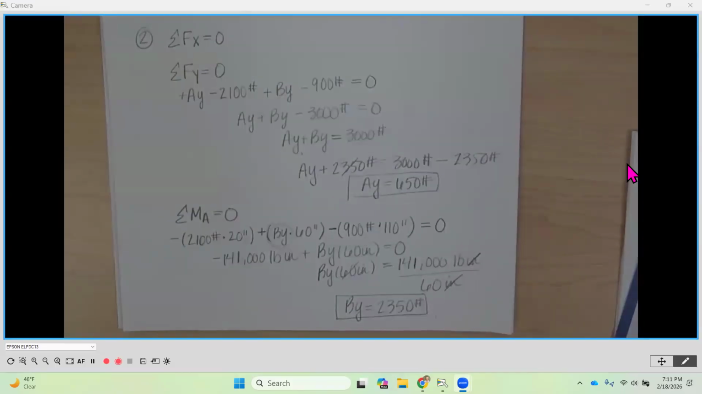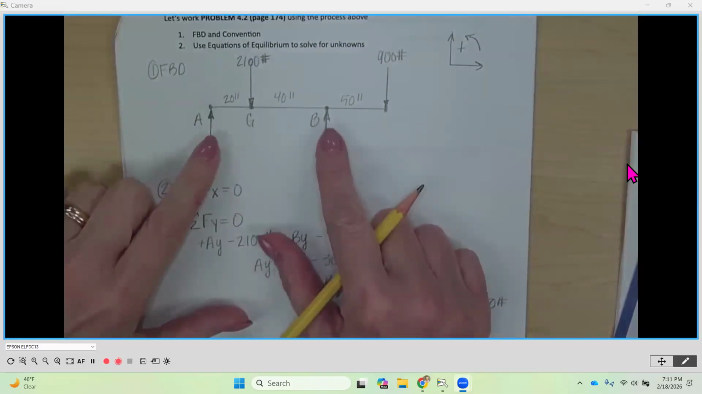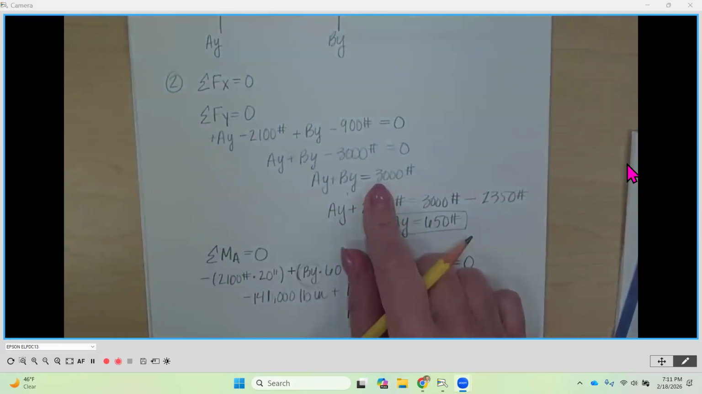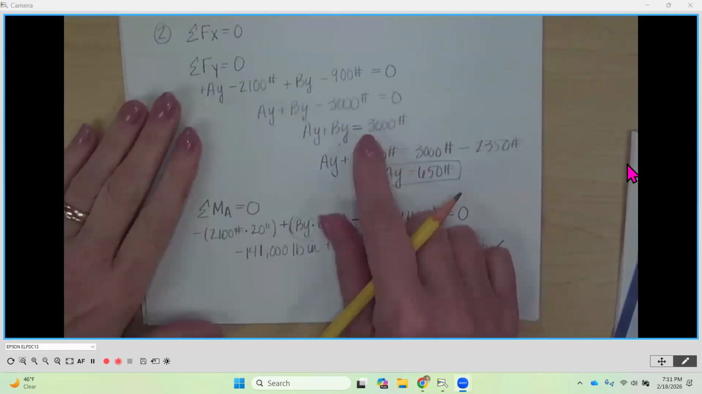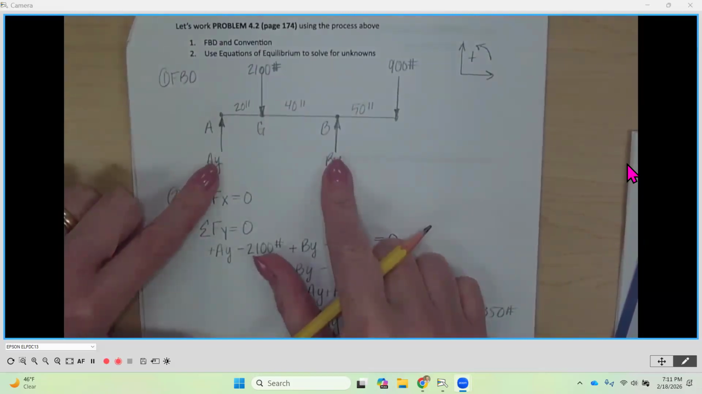Now I want to tell you something really important. If you're not listening, come back to me right now. You'll notice here for By and for Ay, we ended up with positive answers. We assumed a direction of up. In our problem, that's the sign that we used. When we get to the very end, if we end up with a positive value, that does not mean the force is going up. It means that the direction we assumed was correct.